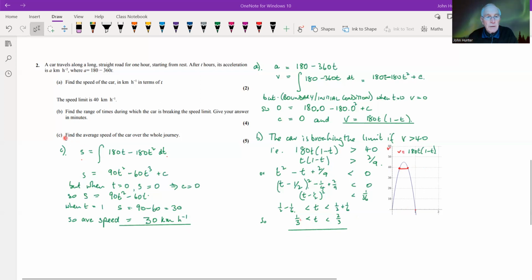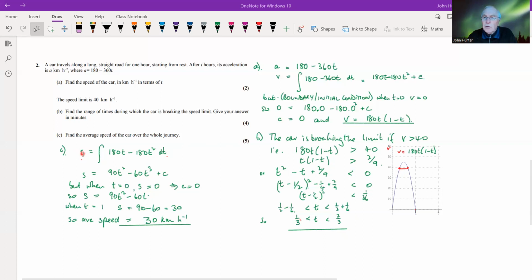Now, part C, find the average speed of the car over the whole journey. Well, to find the average speed, we need the whole distance. Distance and displacement here are the same because we're not changing sign throughout this hour. The velocity is positive all that time. So displacement and distance we can use interchangeably. So what we want is the total distance divided by the total time. So time is 1 hour. So really we need to find our displacement function first of all.